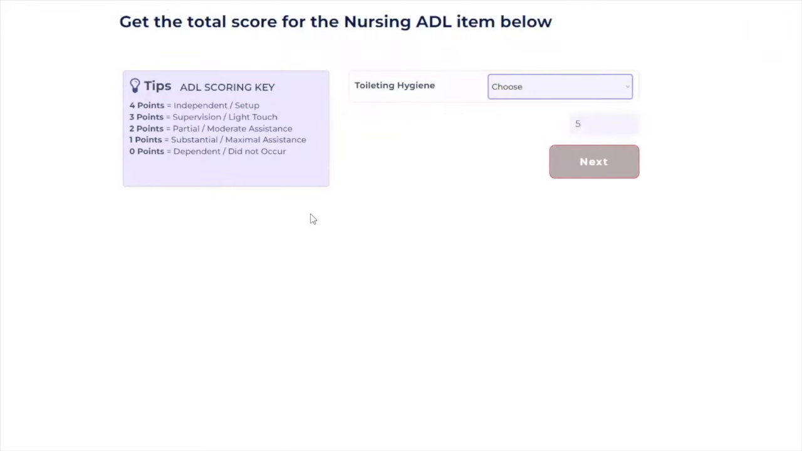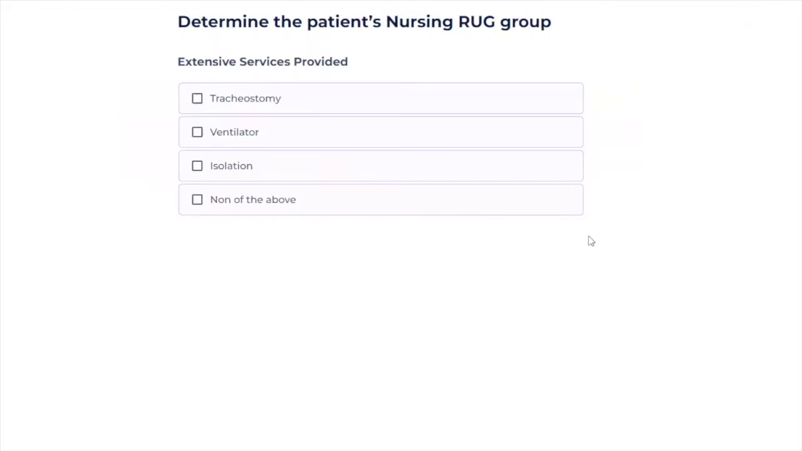Now we move into the nursing one. The nursing ADL score uses some of the same components as the PTOT. So the only question you have left to answer to get this score is the toileting hygiene. And once you answer that, that's going to be the score for the nursing ADL. So one click gets you there. And then it's going to walk you through the pieces of getting the nursing RUG level, and you simply answer the questions.